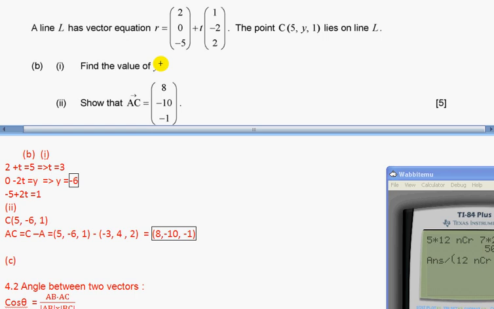And at point C we found that y equals minus 6. So instead of y we put minus 6 here, and we can find AC. Find the angle between AB and AC.